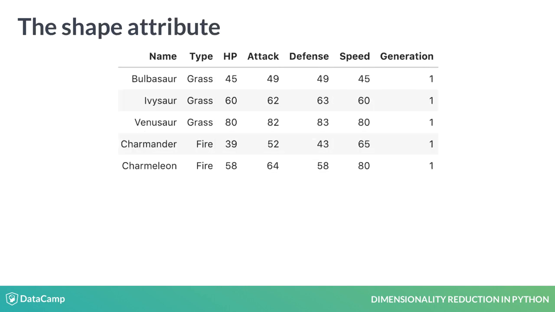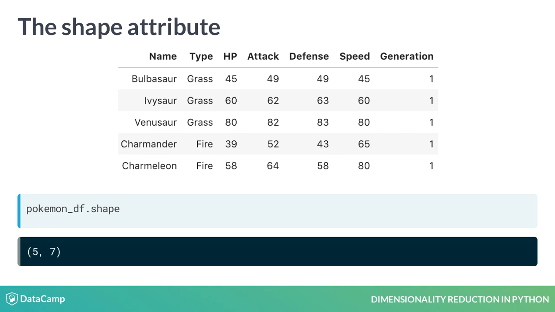You can learn the number of rows and columns in a pandas data frame using the shape attribute. For our small Pokemon dataset, shape will return a tuple telling us there are 5 rows and 7 columns. Throughout this course, we'll be using pandas a lot and will always pre-import it for you as pd.